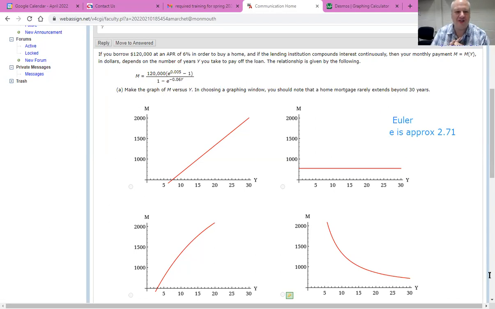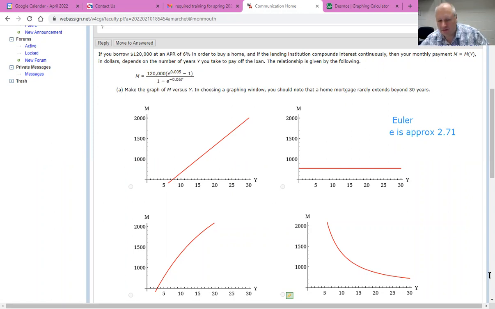Let's see if we can read through the question. It says if you borrow this much money at an APR of this percent in order to buy a home, and if the lending institution compounds interest continuously, then your monthly payment, M, in dollars depends on the number of years, Y, that you take to pay off the loan. The relationship is given by this formula. Now, make a graph of M versus Y. So what we need to do is carefully put that whole ugly formula into Desmos. Let me jot it down. And watch out for those decimals. That's 0.005, and that's very easy to make a mistake with.